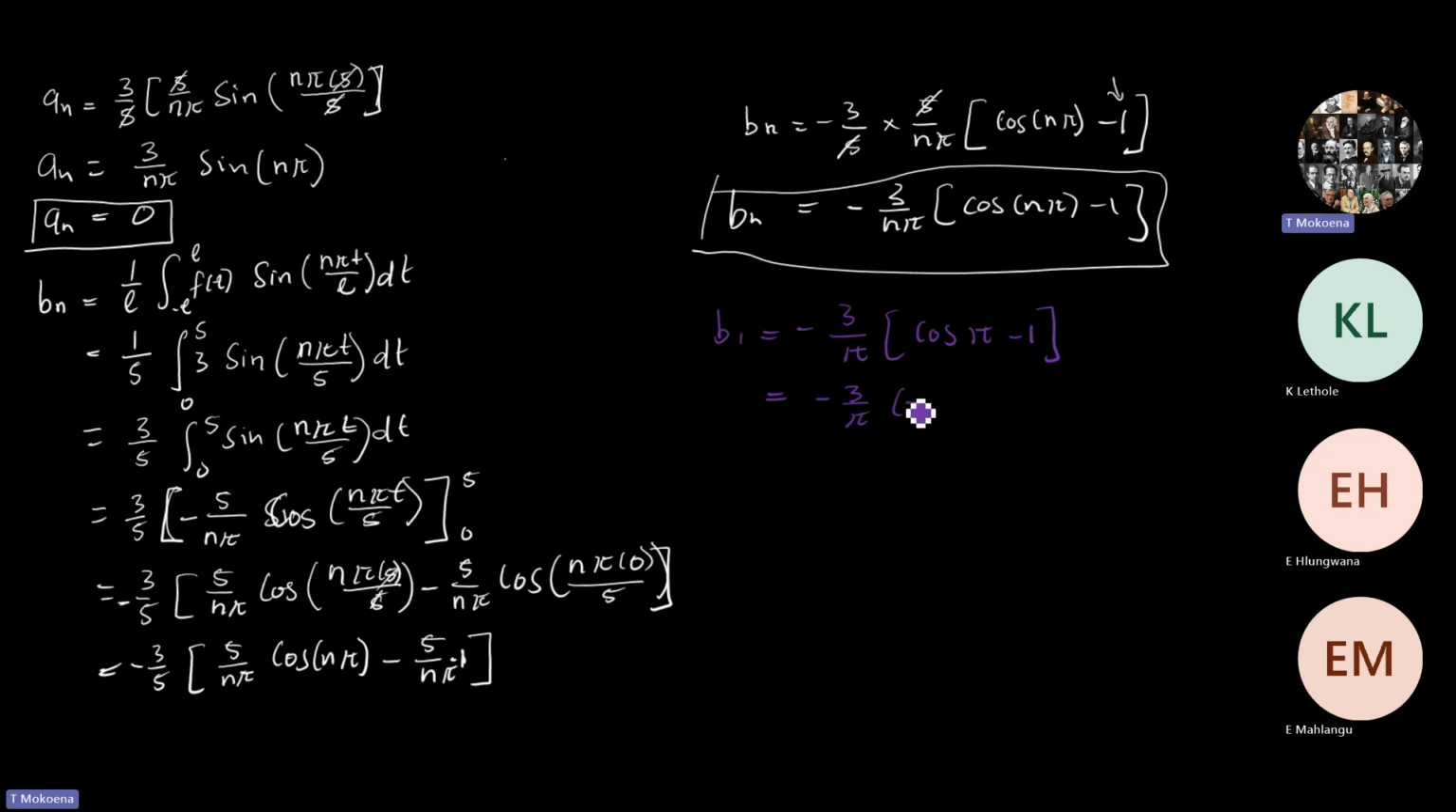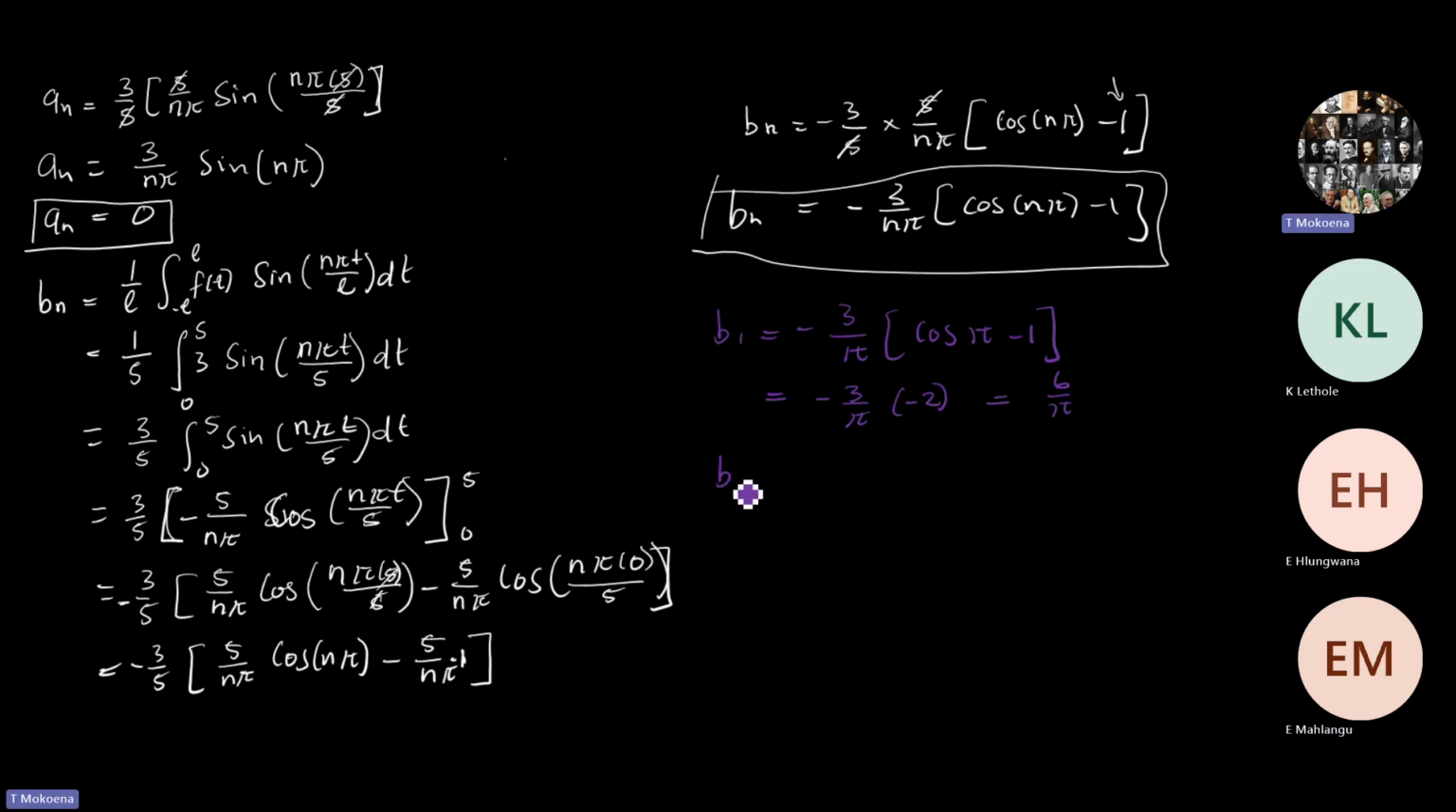Here we're gonna get -2. Why? Because -1 and -1 give us -2. And then the answer here is gonna be +6 over pi. Let's just leave it as 6 over pi, not in decimals.